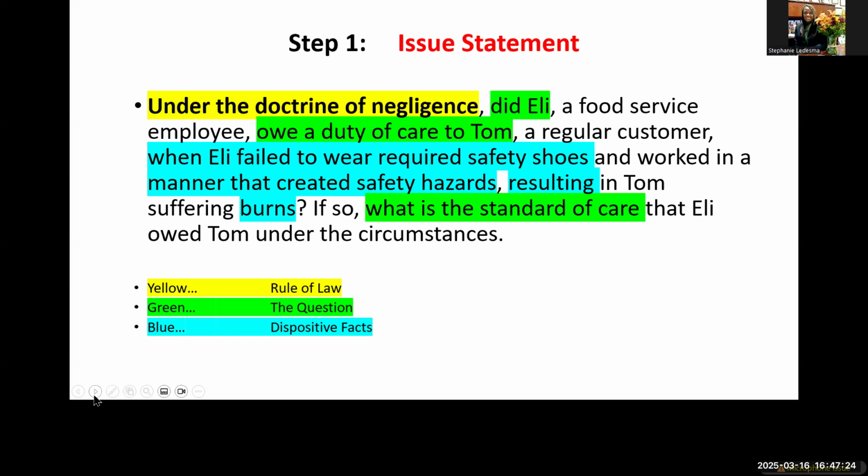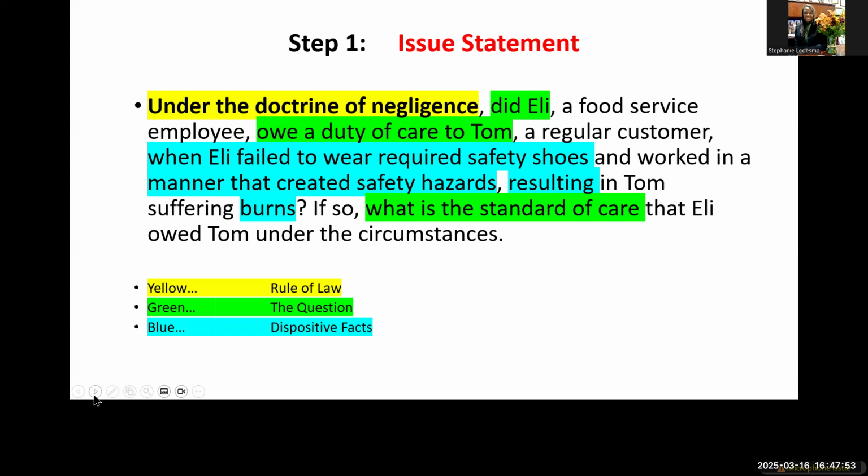Issue statement, three components: rule of law, the question that's actually being asked, and facts that, if they were not present, would either result in no question at all or a completely different question. That's my issue statement. So the way that I've set this up, I have one issue statement.